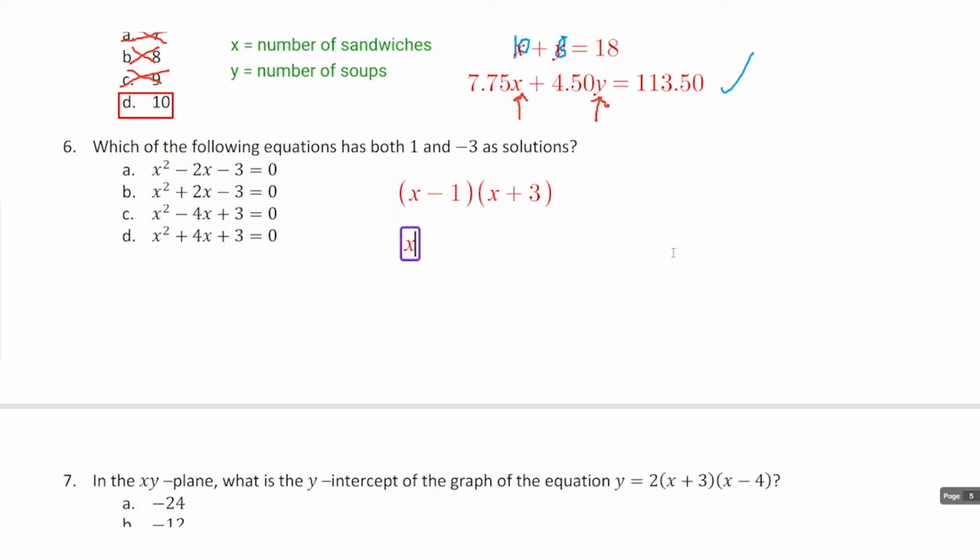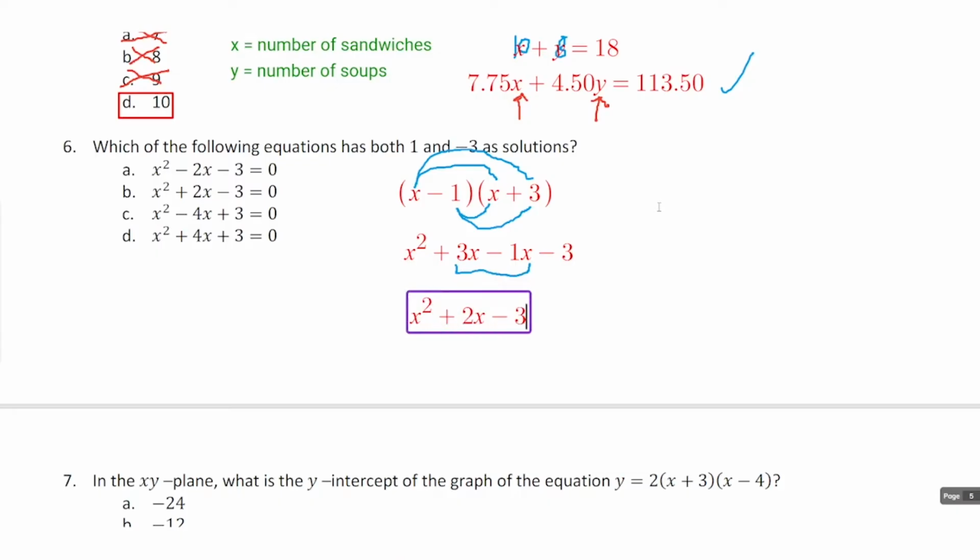So x times x is x squared. Just using the distributive property here. X times x, and then I'll do x times 3, which will be 3x. Followed by -1 times x, which is -1x. And then finally, -1 times 3 is -3. So combining my two like terms, which are these two linear terms right here, we get x squared plus 2x minus 3, and so we can see that our answer is B.